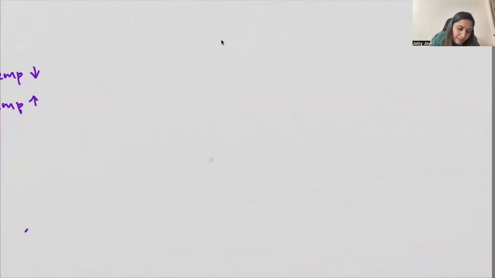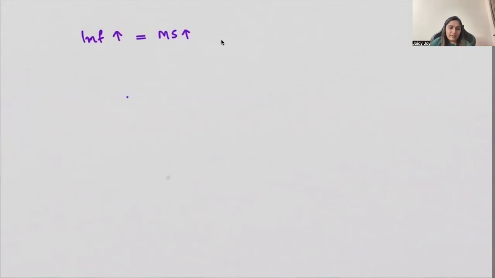See, first thing is, as the rate of inflation increases, there is increased money supply. All right. So as the rate of inflation increases, the money supply in the economy increases. As money supply increases, aggregate demand in the economy increases. So when the demand in the economy increases, the production increases.